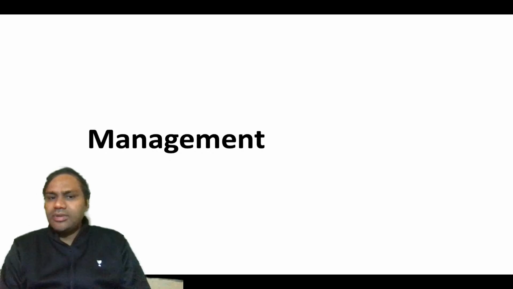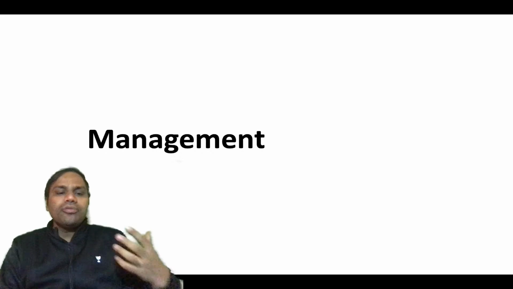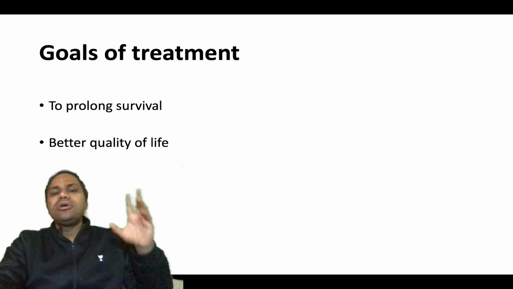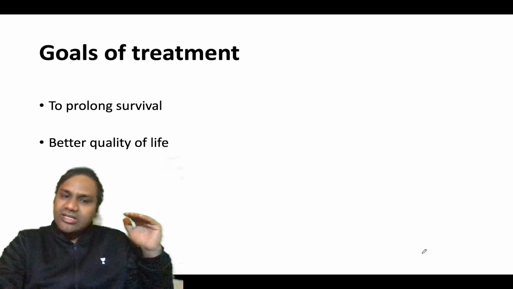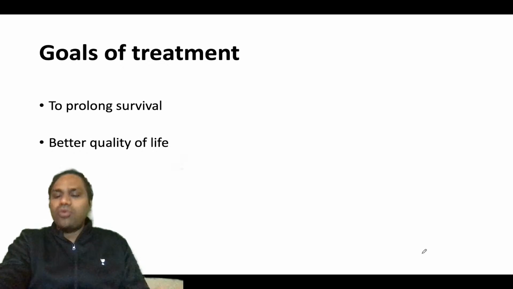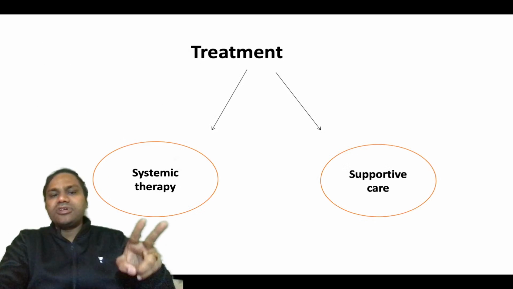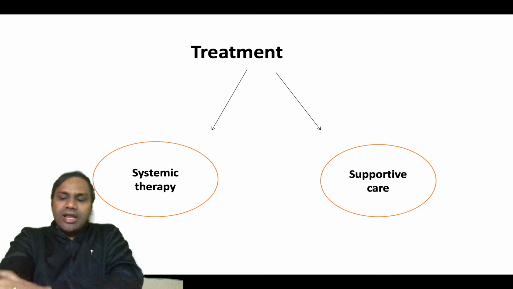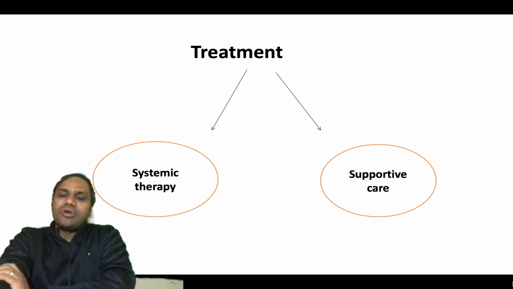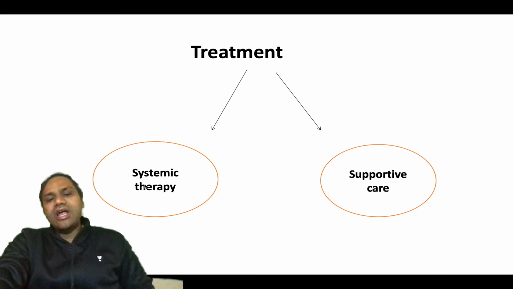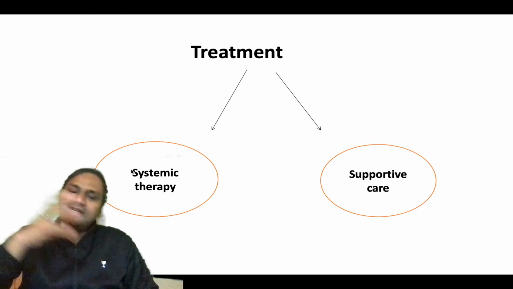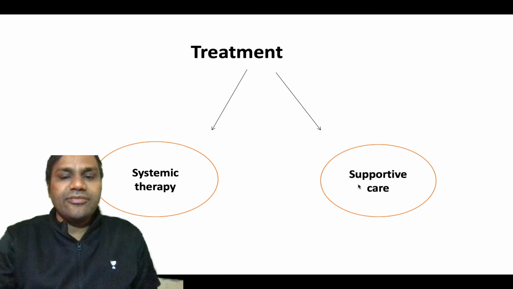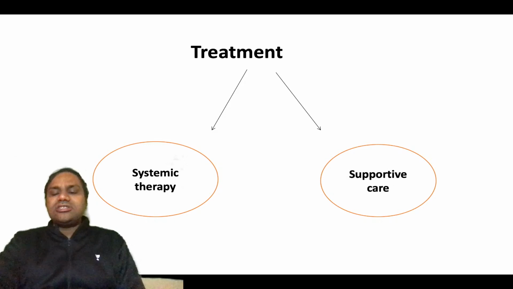of multiple myeloma. So now how do you manage multiple myeloma? For the management of multiple myeloma, the main goal is the prolongation of survival and better quality of life. There are two methods of treatment: one is systemic therapy, another is supportive therapy. With systemic therapy you try to kill the disease myeloma cells, and with supportive therapy you try to give symptomatic relief and prevent the symptoms.